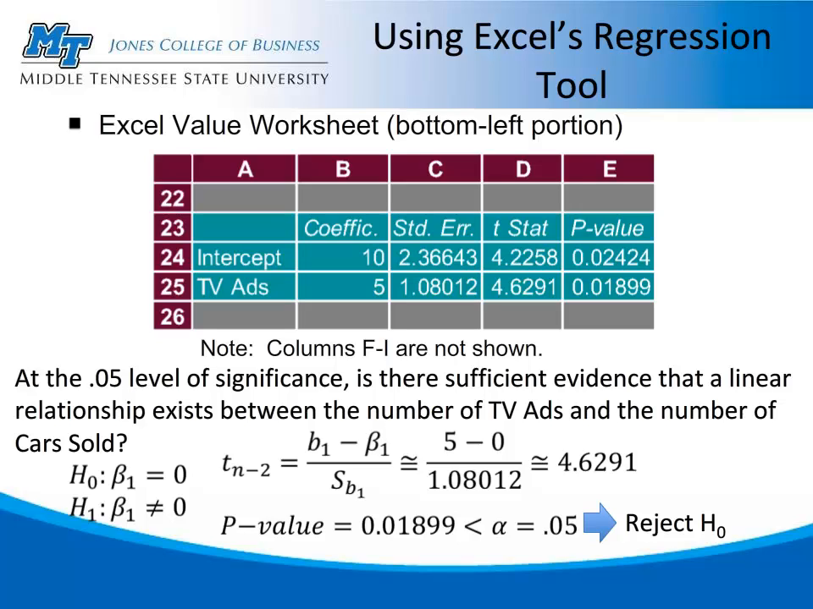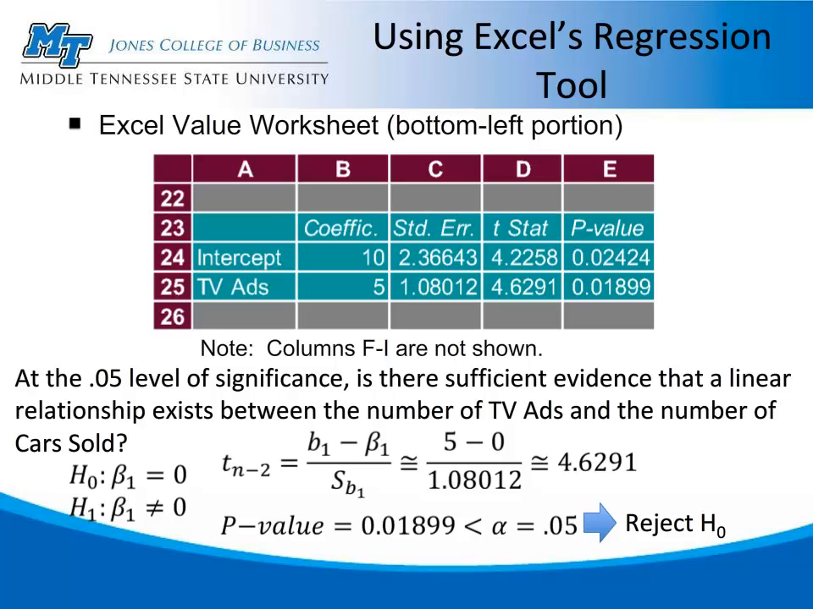And that value is 1.08012. That's in C25. When you do the arithmetic, the t-statistic is 4.6291, and that's in column D in row 25.